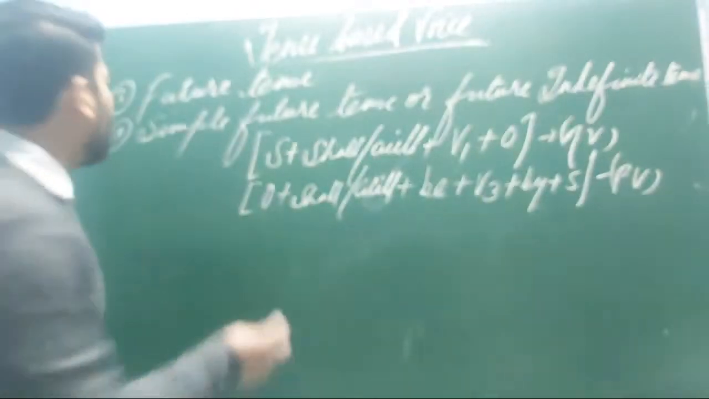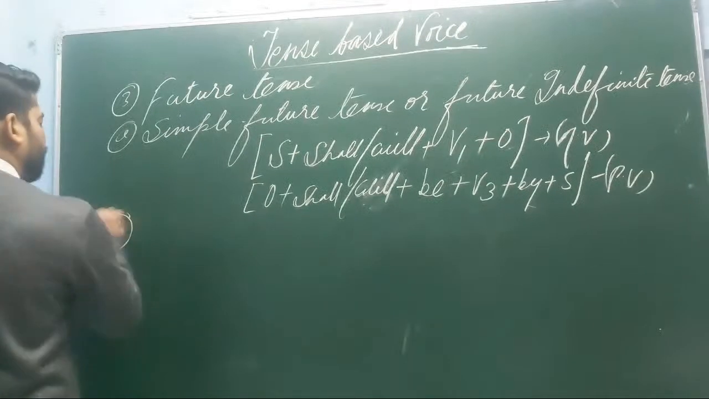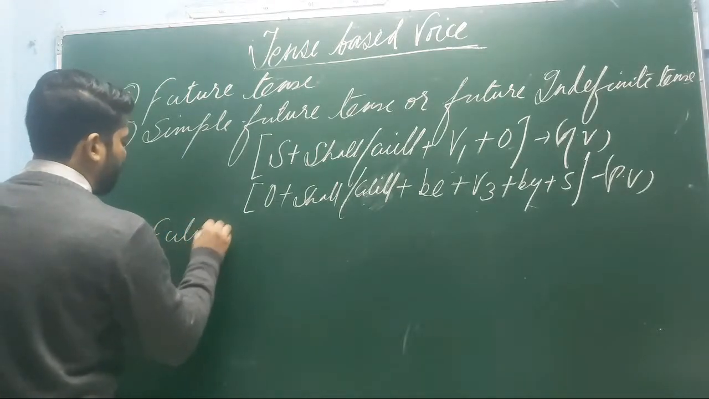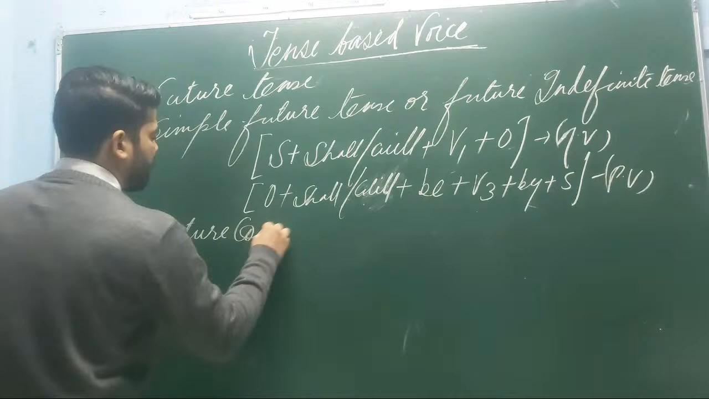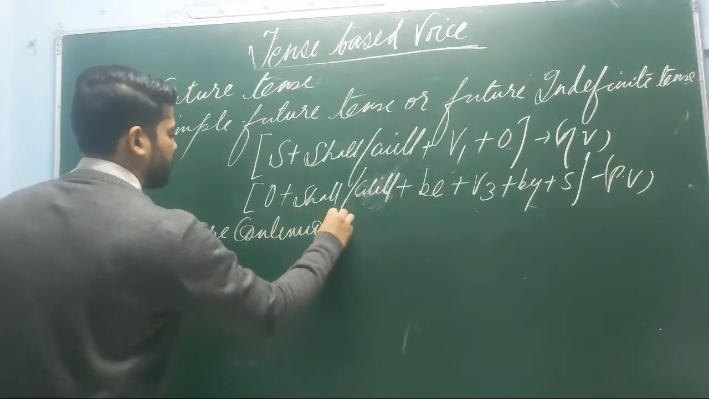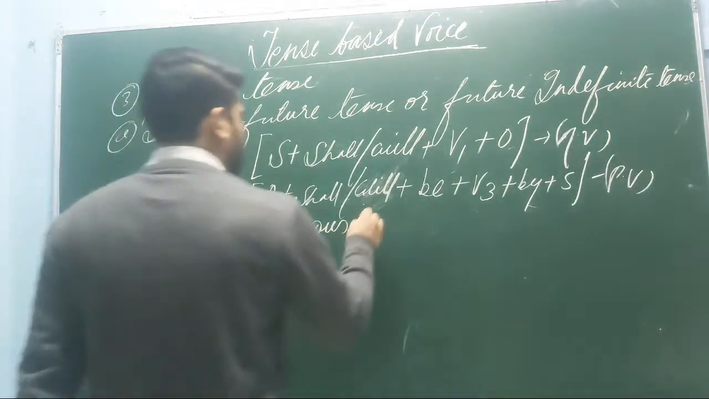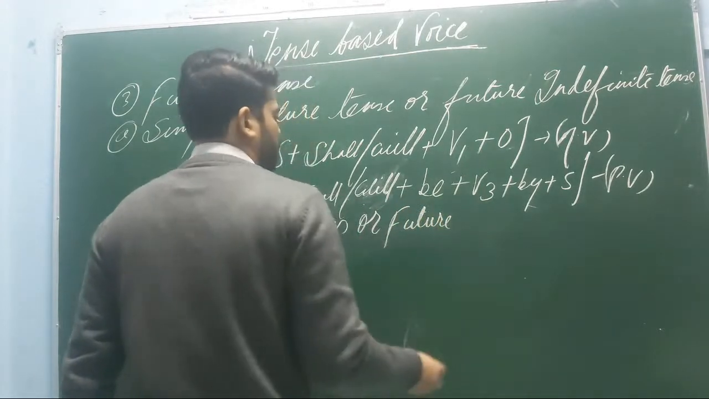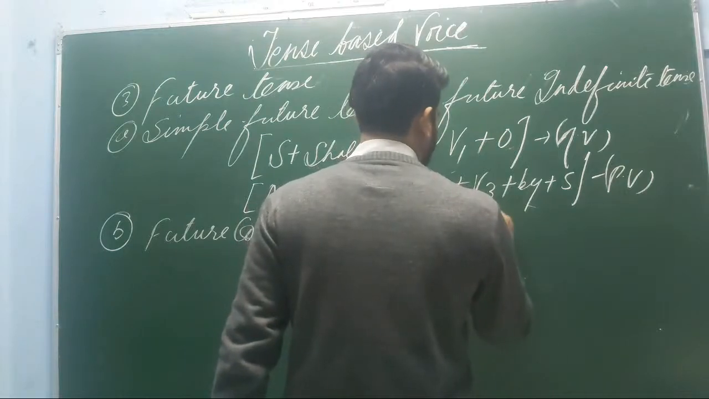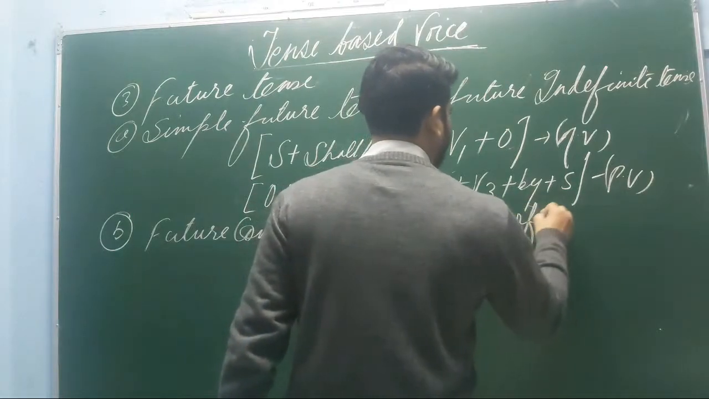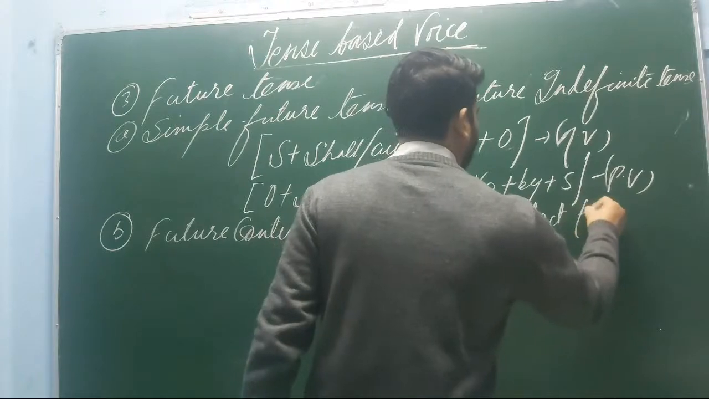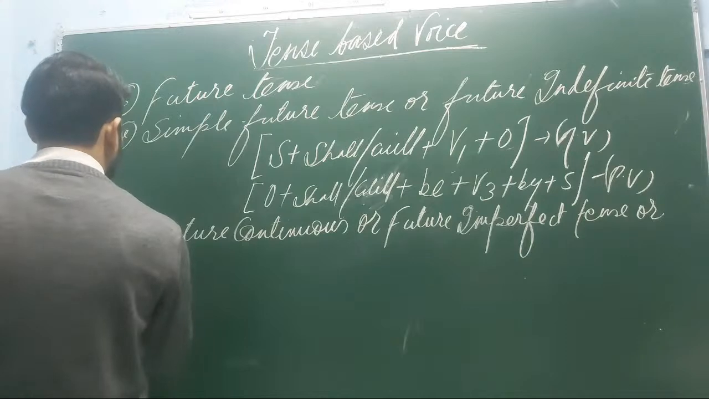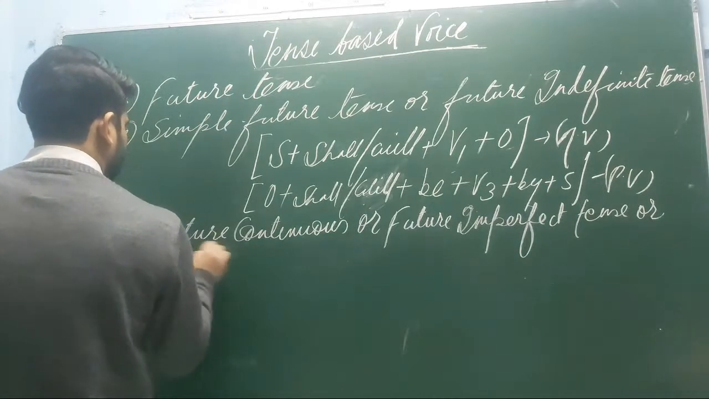Now moving to the second form of the future tense. It is known by the name of future continuous, or future imperfect, and the last, future progressive.